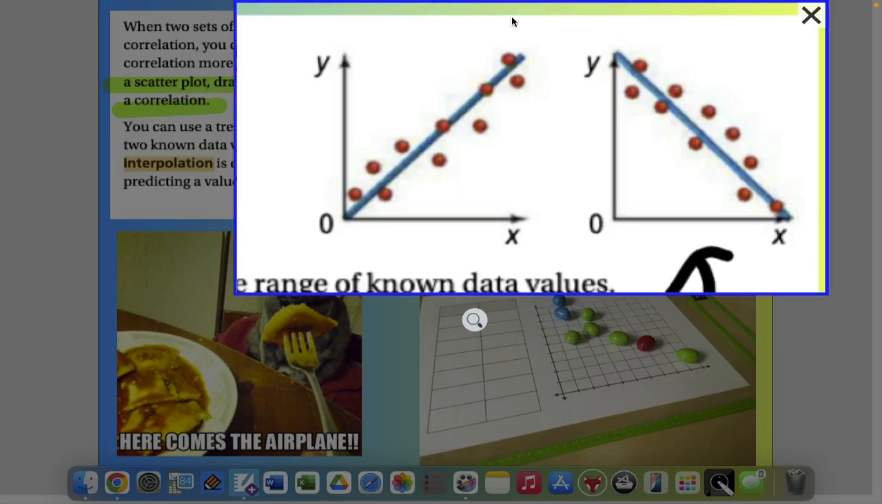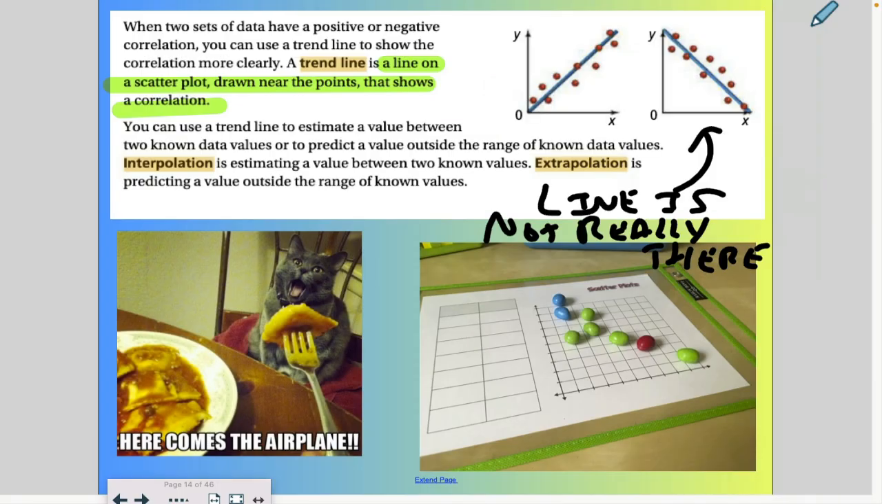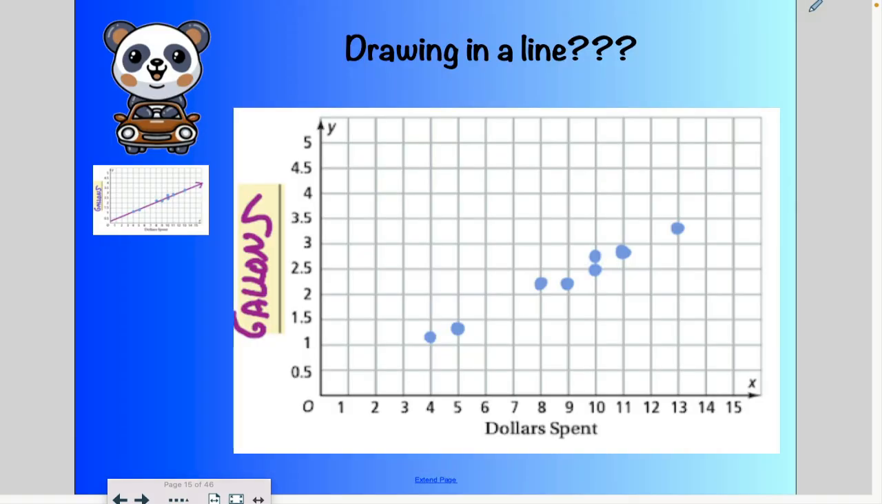So are you going to be doing a lot of this? Yeah, you are. Until I show you what to do with the calculator. That's going to be part of it. Drawing in a trend line takes a little practice. Now, why would we ever want to draw a trend line? It's for what we do next. But let's come back to that. Let's actually do one now.